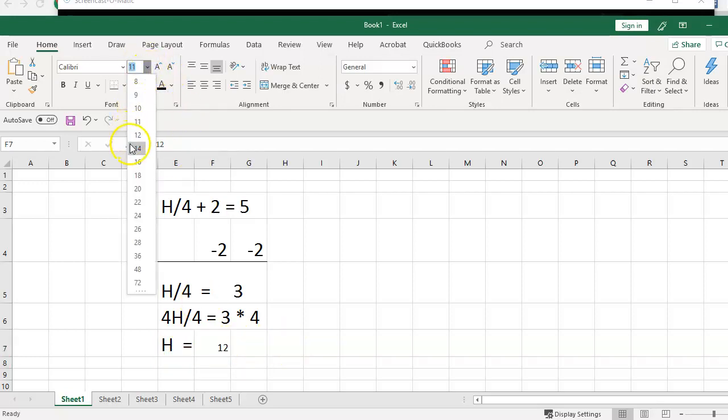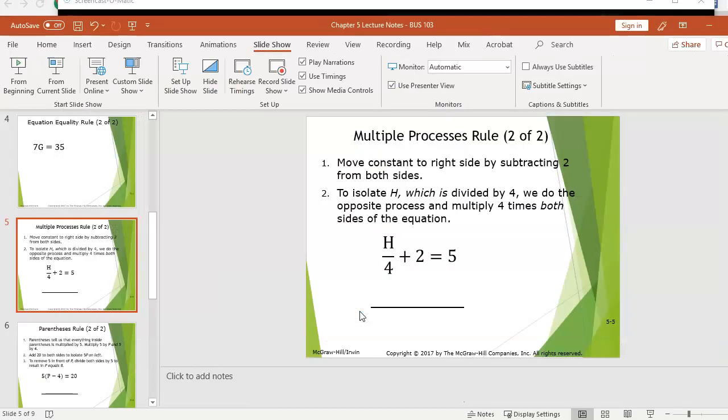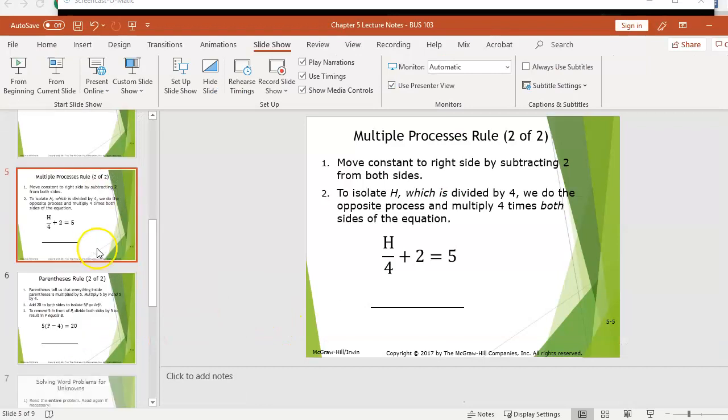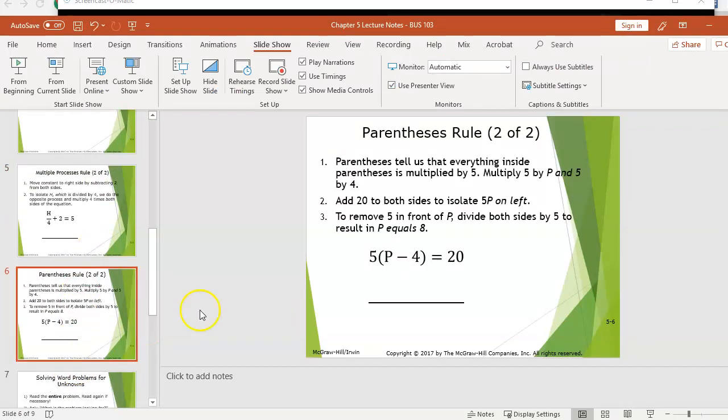So for pretty much any equation, you have to first determine what the equation should look like, and once that's determined, create your expression, and then you can solve for any unknown variable. Maybe we have time for one more. Okay. This time we have parentheses, and it says 5 times p minus 4 equals 20.